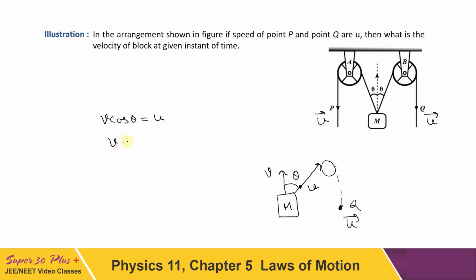So v is equal to u upon cos theta. This is the velocity of block M in upward direction because P and Q are being pulled down. So you can see how the velocity of objects can be related if they are connected to each other.